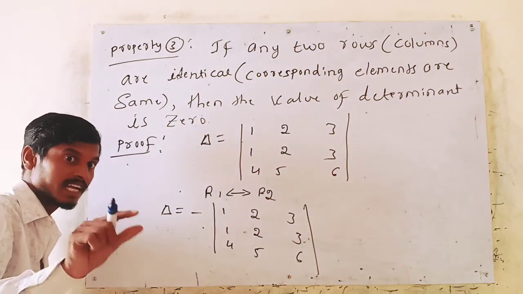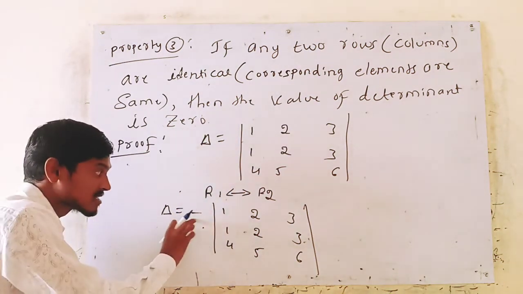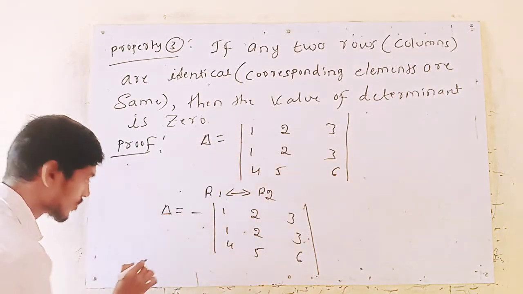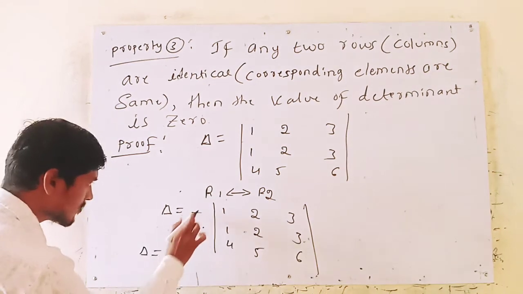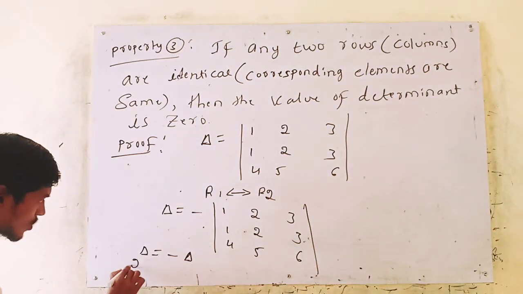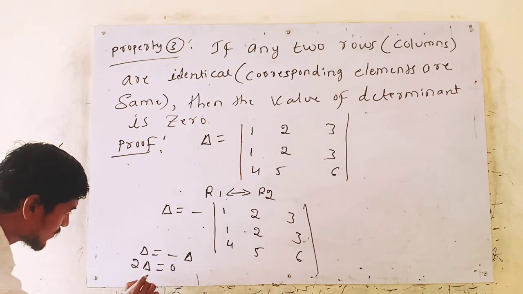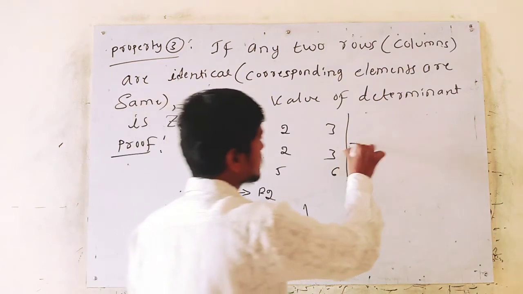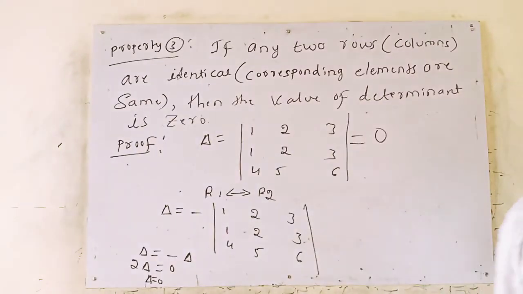According to property number 2, if you interchange any two rows or any two columns, then the sign of the determinant changes. It will be plus becoming minus. Therefore, this is nothing but minus. This is your delta. Therefore, bring it to this side. 2 delta equals 0. Therefore, delta is 0. You have to write this as 0 directly.